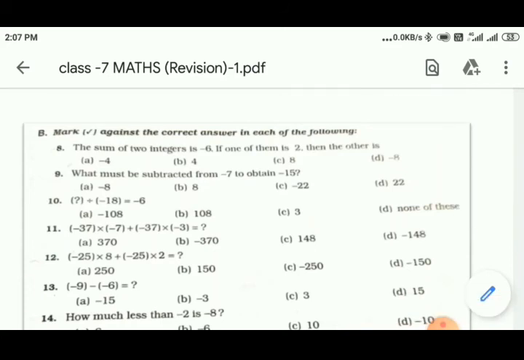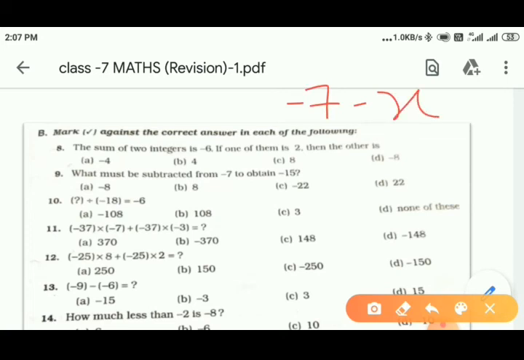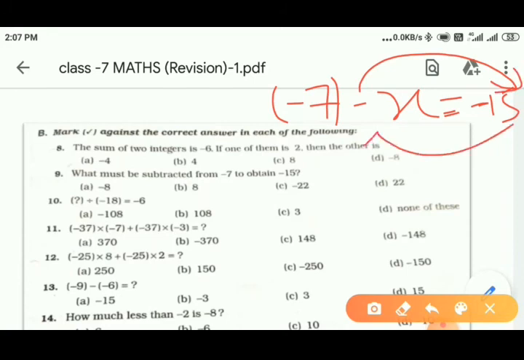minus 7 में से क्या subtract करें? Okay, let me tell you in another way. What must be subtracted from minus 7? So minus 7 minus x we are doing. माइनस 7 में से हम x को माइनस करते हैं तो हमारे पास आंसर आता है minus 15. Now we are changing the position. This x goes on this side and minus 15 comes on this side. So what is the answer? Minus 15 will become plus 15. So minus 7 plus 15 will give us the answer 8. So 8 will be the correct answer.